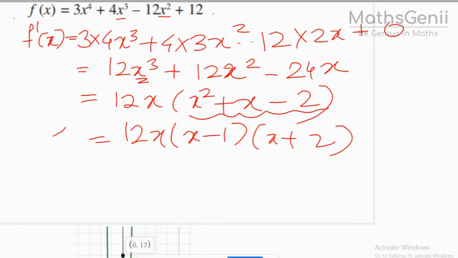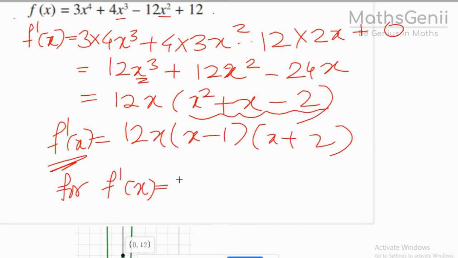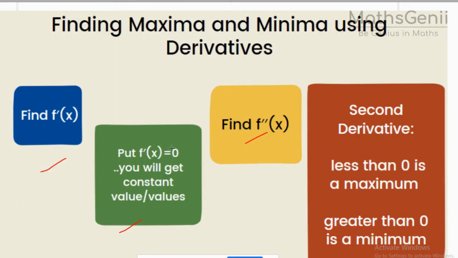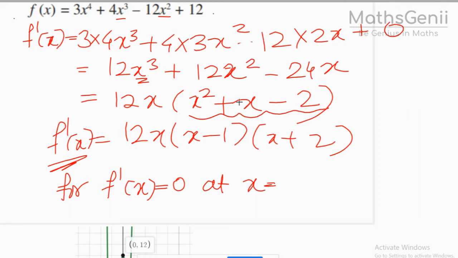So my aim is, when is my f dash x going to be 0? For f dash x to be equal to 0, at what values? Because that is what I want to find, right? When will f dash of x be 0? So if you put x is equal to 0 in this equation, you will get f dash of x as 0, correct? But there are more values.